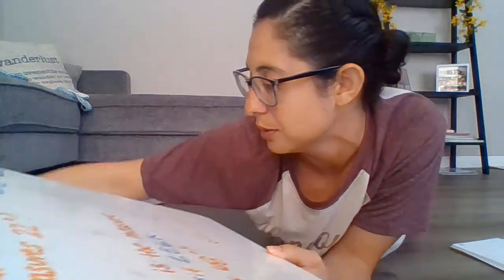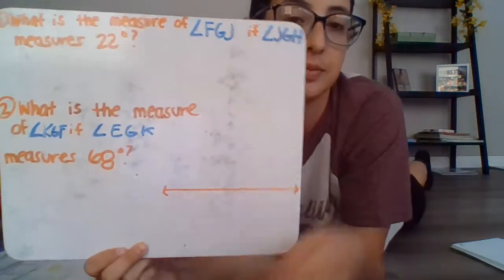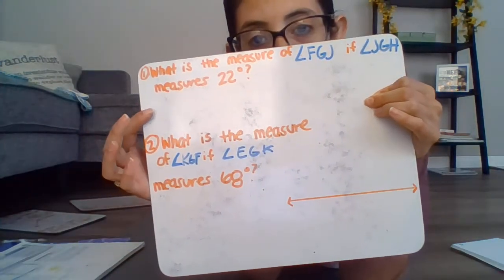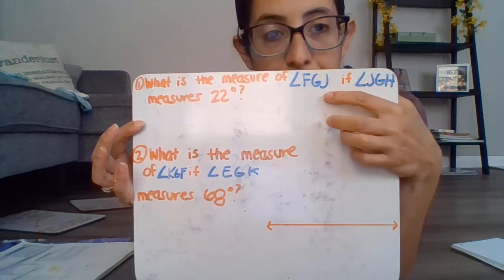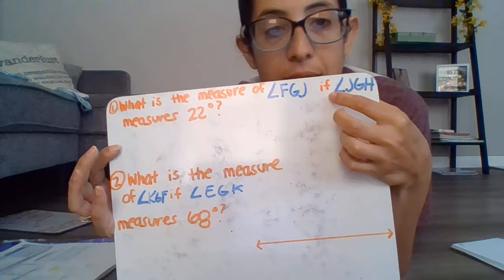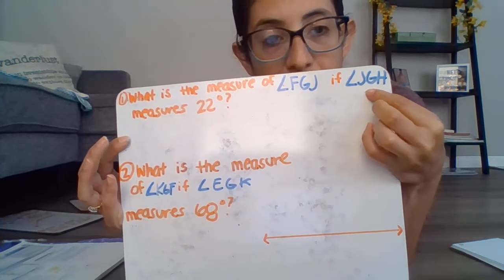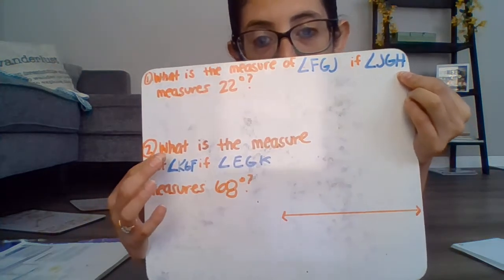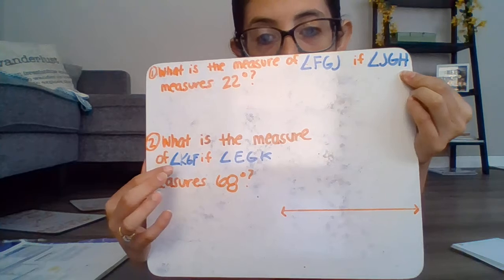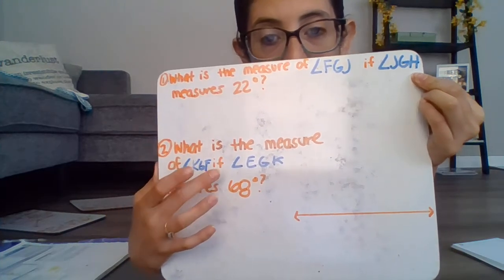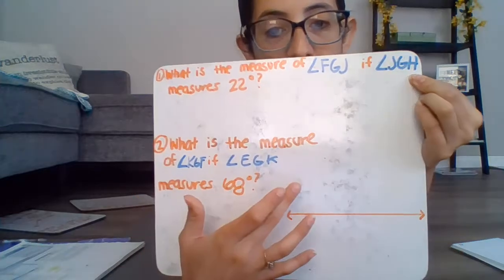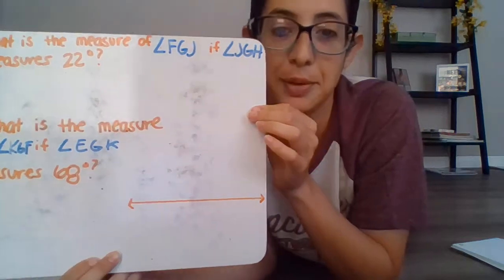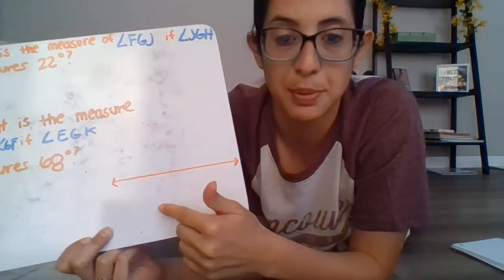All right. So here is your practice. I have 2 questions. What is the measure of angle FGJ if angle JGH measures 22 degrees? That's my first question. My second question, what is the measure of angle KGF if angle EGK measures 68 degrees? Okay, I know, super confusing, right? Okay, well, you get a picture for this.